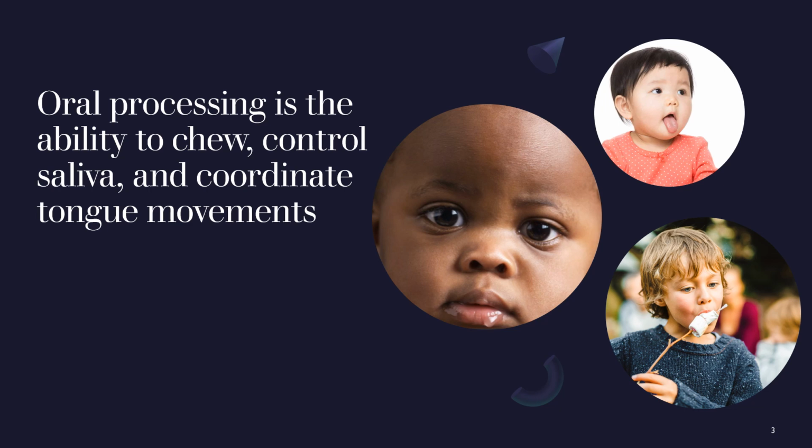Oral processing is the ability to chew, control saliva, and coordinate tongue movements. Oral processing can impact a child's ability to tolerate certain foods, can impact a child's ability to control their tongue or lips, and can impact a child's ability to put objects in their mouth.